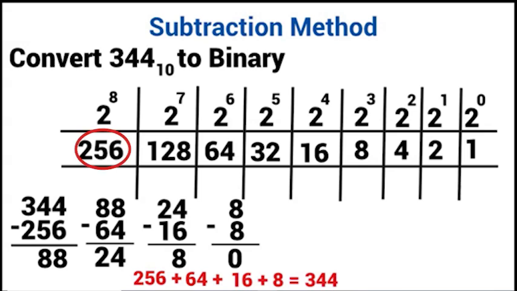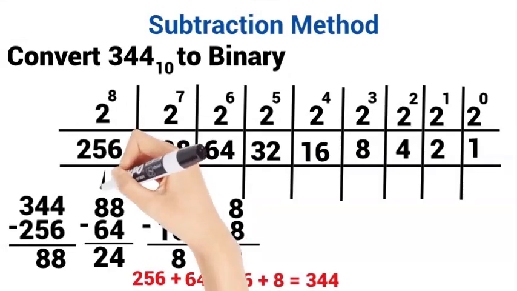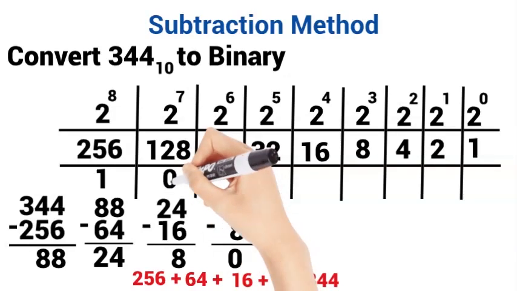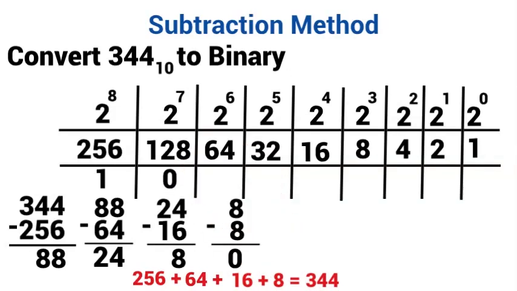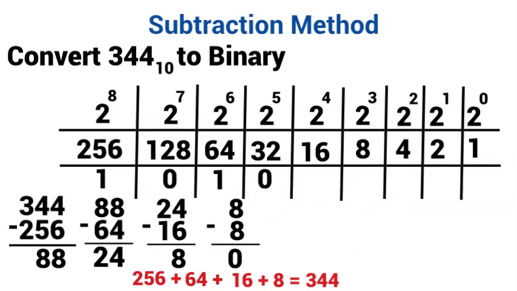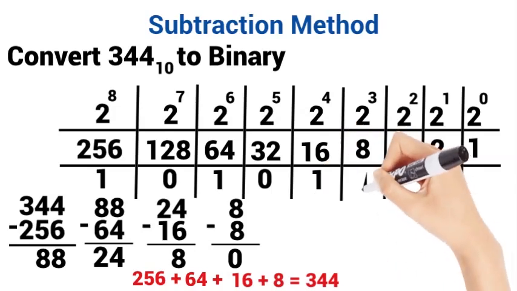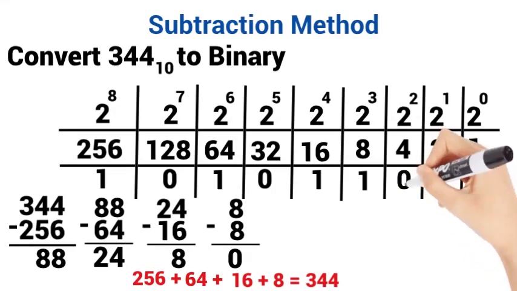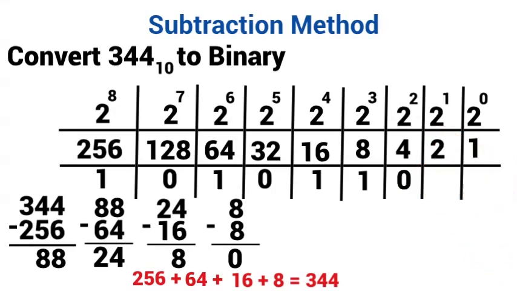Since we used 256, we will write down 1. We did not use 128, so we will write down 0. We used 64, so we will write 1. We did not use 32, so we will write 0. We used 16, so we will write 1. We also used number 8, so we will write 1. And since we did not use 4, we will write 0, same as with 2, write down 0. Finally, we did not use 1, so write down 0.